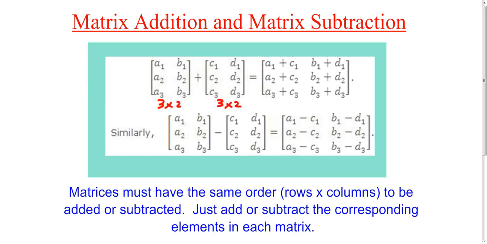Okay, all you do to add and subtract is you add and subtract the numbers that are in the corresponding positions. So if I was going to add these two matrices together, I would add A1 and C1. They're both in the upper left-hand corner of that matrix, row 1, column 1. The answer would go in row 1, column 1. Okay? Row 1, column 2 plus row 1, column 2 would equal row 1, column 2. That's all you do. Same thing for subtracting. You just add and subtract the numbers in the same positions.